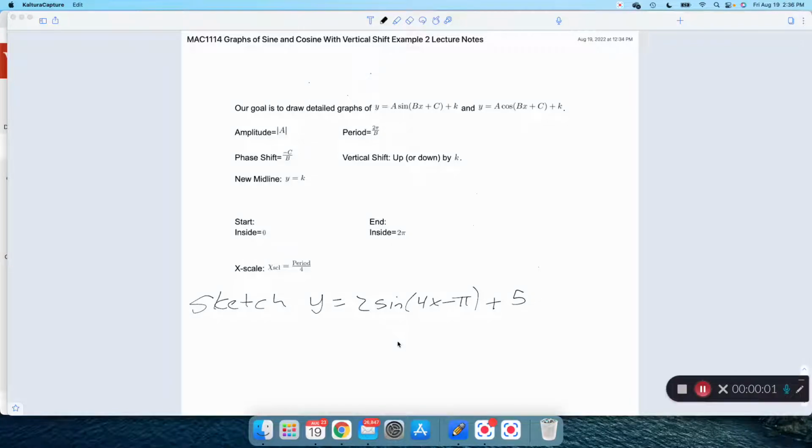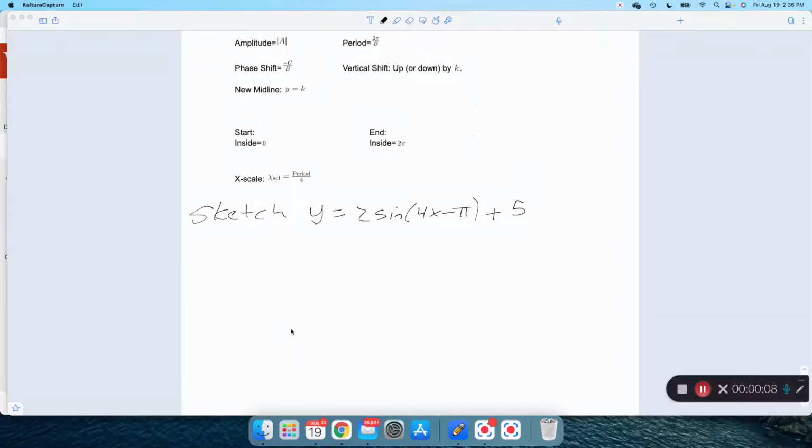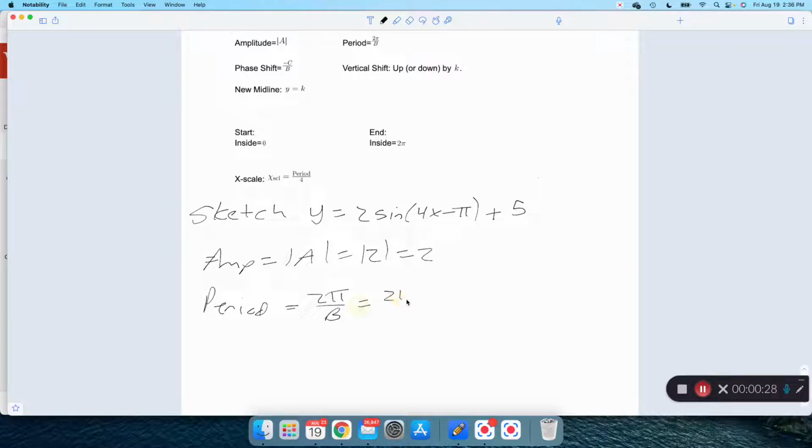Okay, let's do another example of a vertical shift on a sine or cosine. So just like always, we find all of our parameters. We start with the amplitude, absolute value of A. A is the number multiplying in front, so absolute value of 2, we get 2. Our period, 2 pi over B. B is the number multiplying x, so 2 pi over 4. Maybe we want to reduce that, maybe we don't. I'll just leave it alone for now.